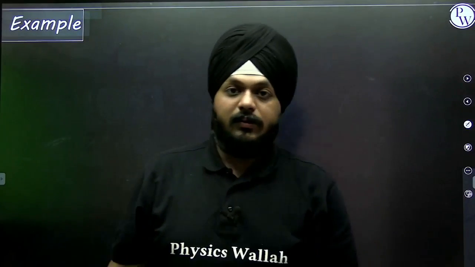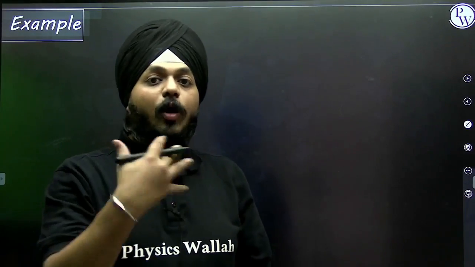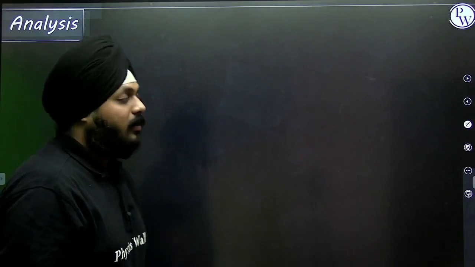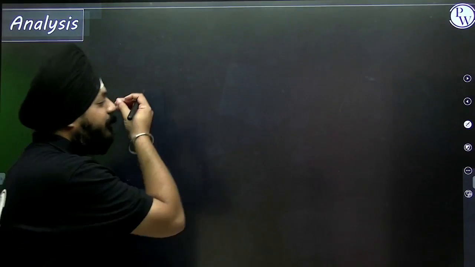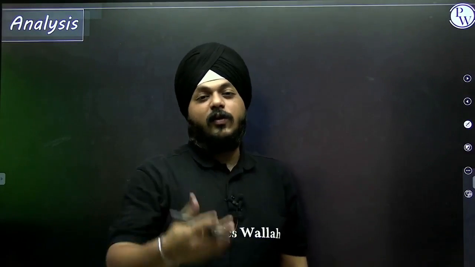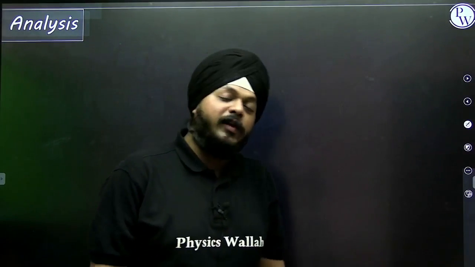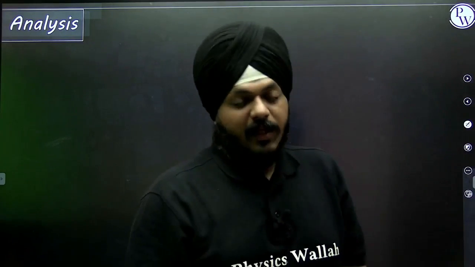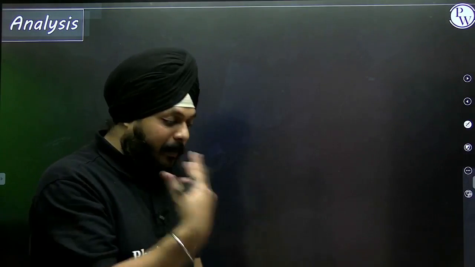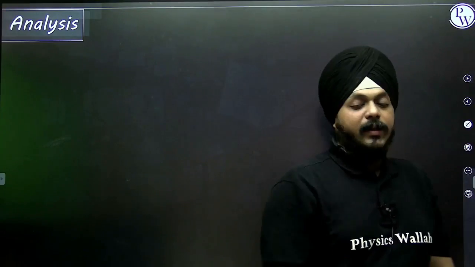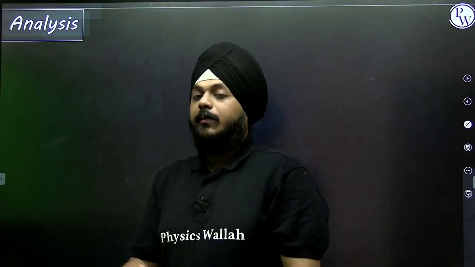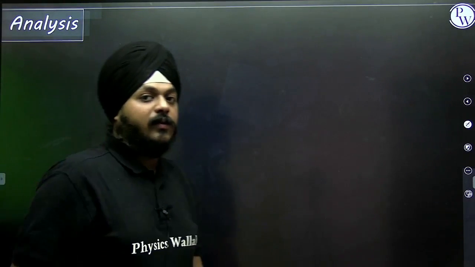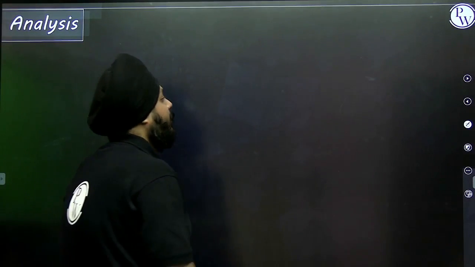Let's take one example: the example of escape speed, or escape velocity, whatever you want to say. It's a different concept, but we can understand it well by using the work energy theorem. It is one of the applications of the work energy theorem. It is explained separately in a different manner, but it is one of the applications of the work energy theorem. Now, what does the analysis state? Let us take an example.